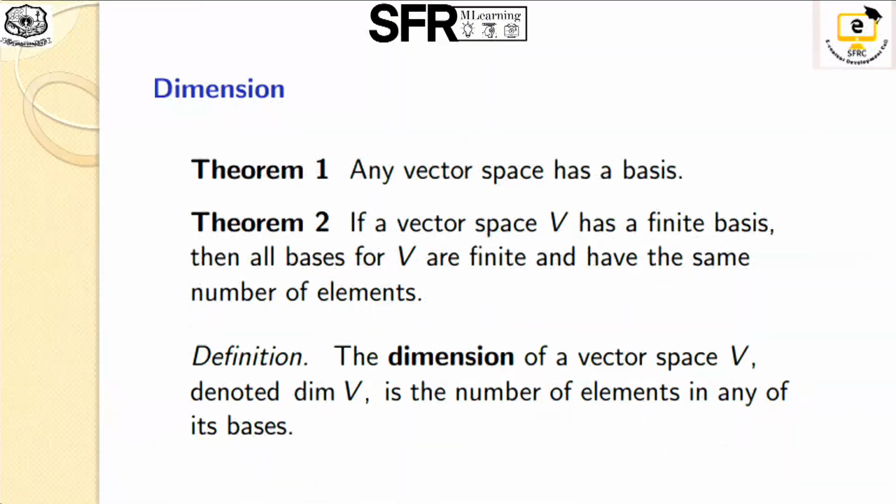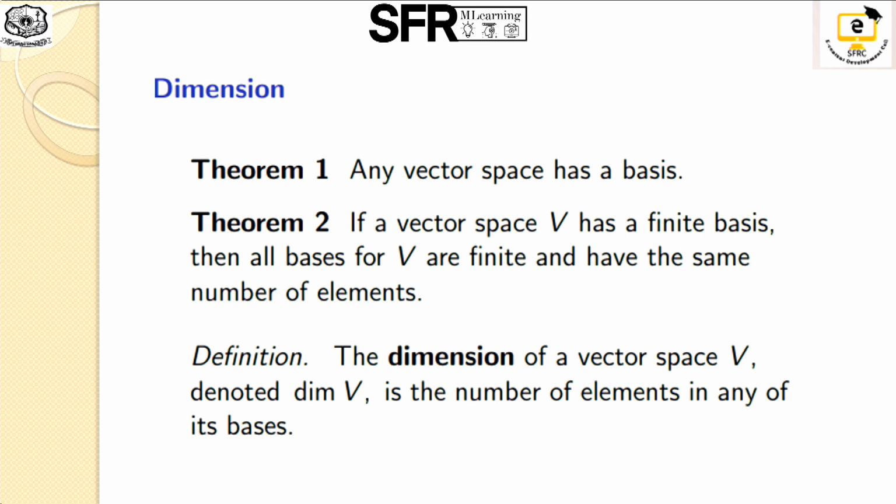Next we pass on to the dimension of a vector space. The first theorem, theorem 1, tells us any vector space has a basis. And theorem 2 tells us if a vector space V has a finite basis, then all its bases are finite and they have the same number of elements. This is the most important theorem that tells us for any vector space, the basis is not unique.